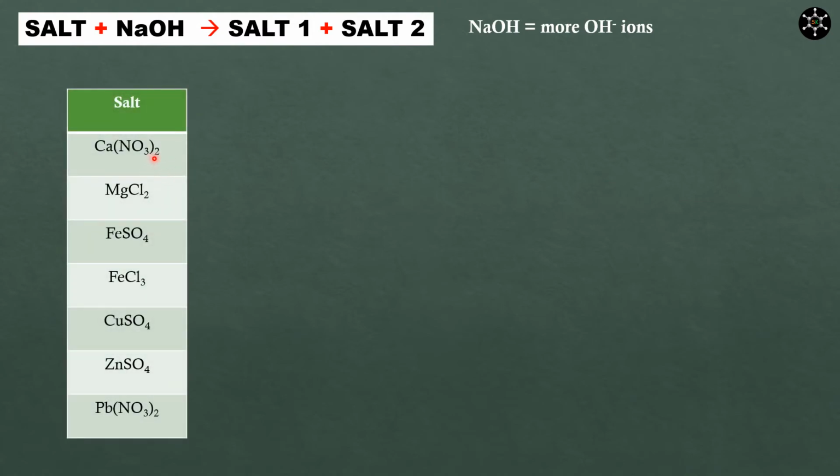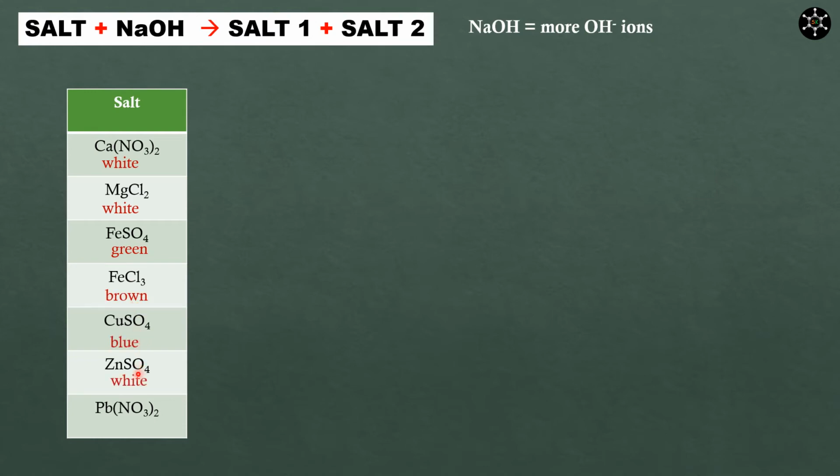Calcium nitrate is a colorless or white colored salt. Magnesium chloride is also a white salt. Ferrous sulfate is a green colored salt. Ferric chloride is a brown colored salt. Copper sulfate is a blue colored salt.